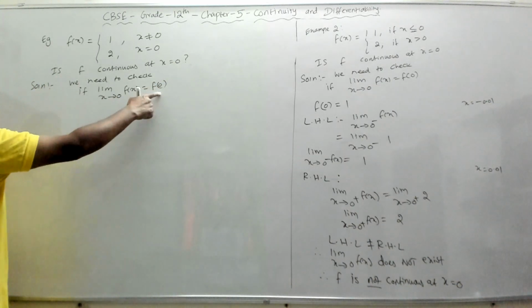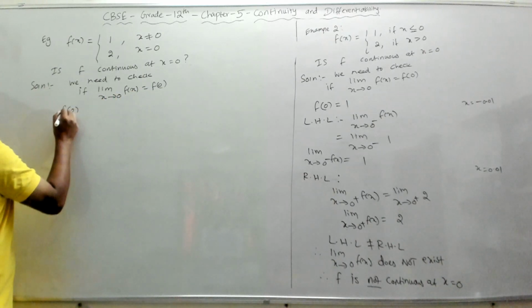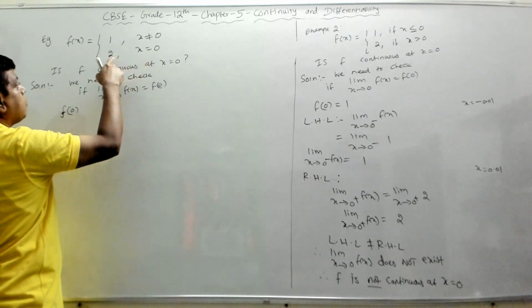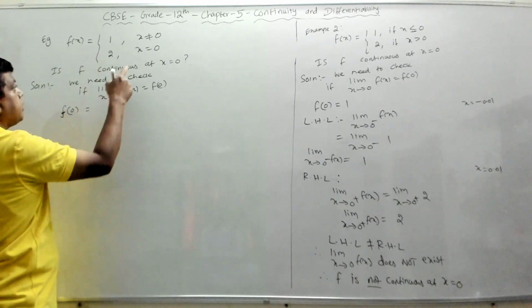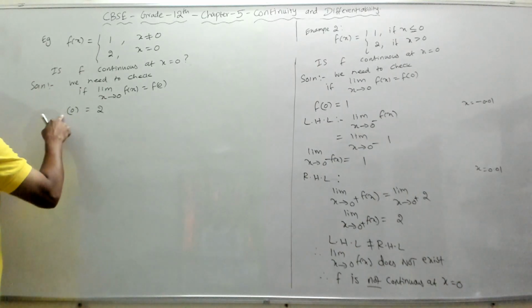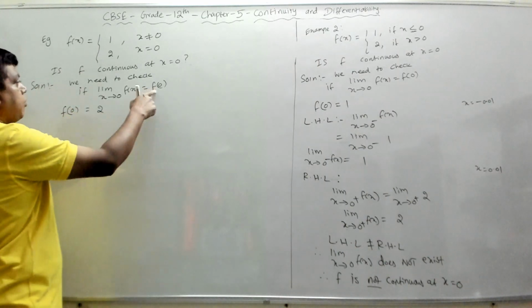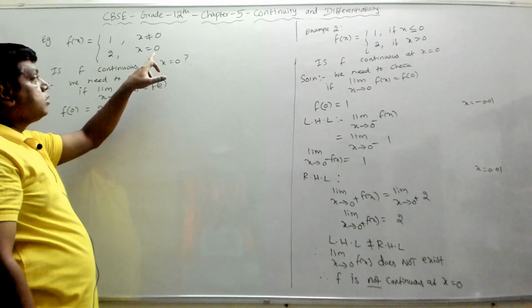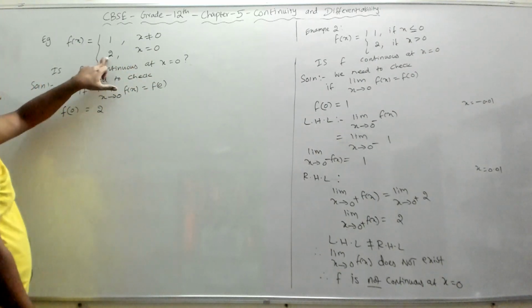Now let's find out what f of 0 is. That is easy to find. What is f of 0? It means when x is equal to 0, what is f of x? f of x is 2. When x is 0, f of x is 2. Therefore f of 0 will be 2. So we have found f of 0. f of 0 means when x equals 0, the value of f of x is 2.